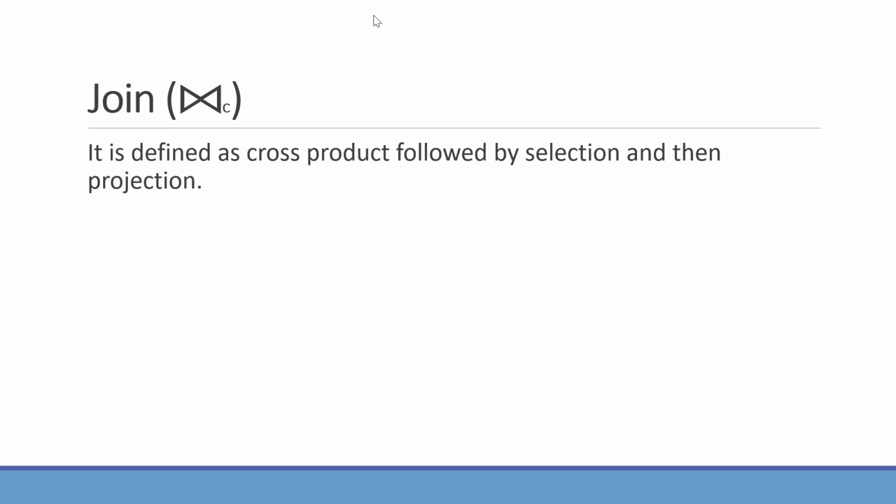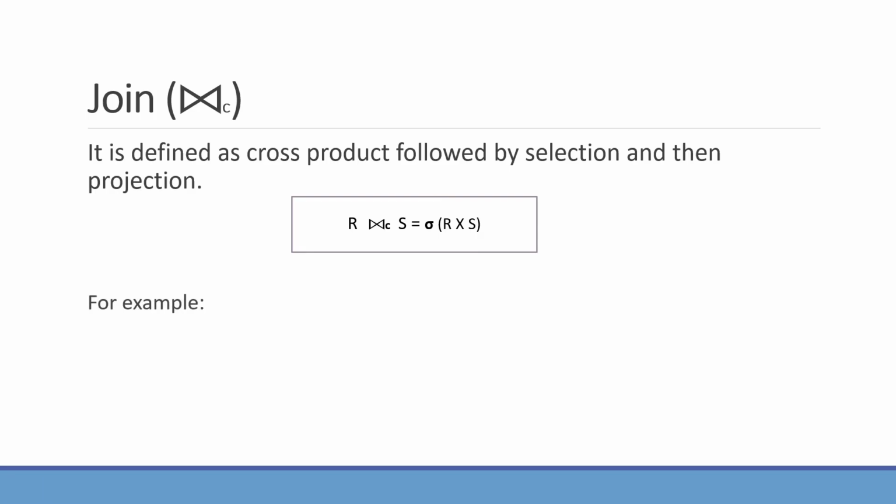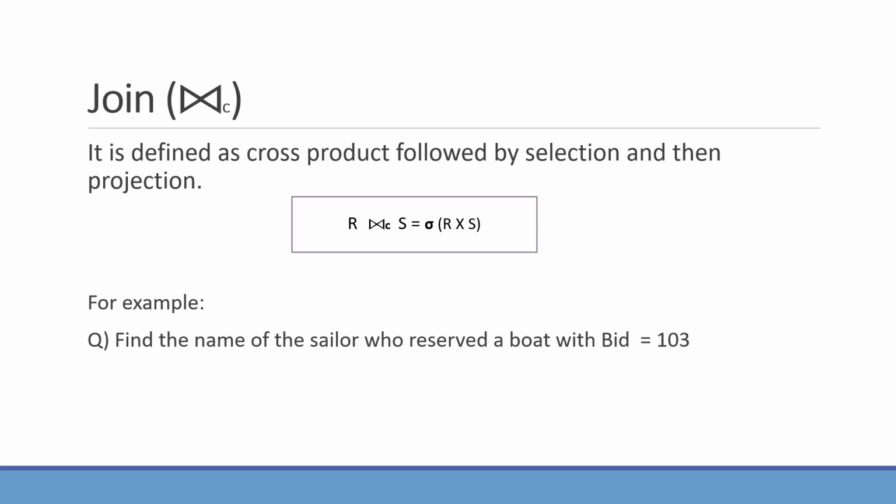Next, join. This is the join symbol with condition C. It is defined as cross product followed by selection and then projection. So R join S is equal to sigma of R cross S. For example, find the name of the sailor who reserved a boat with BID equal to 103.